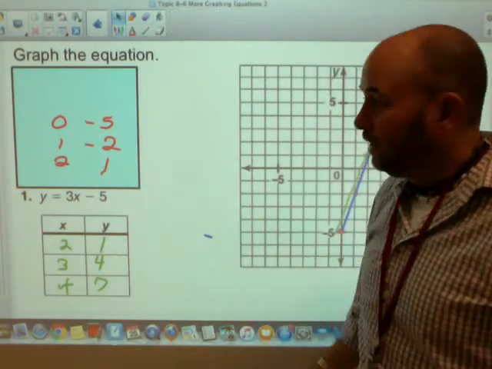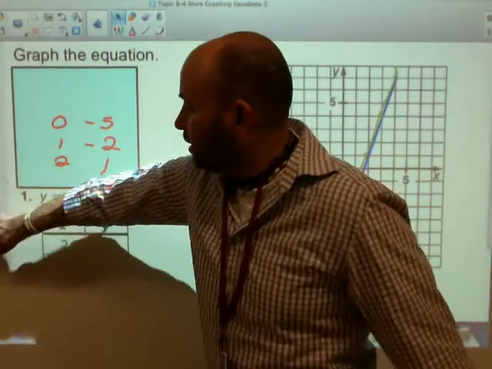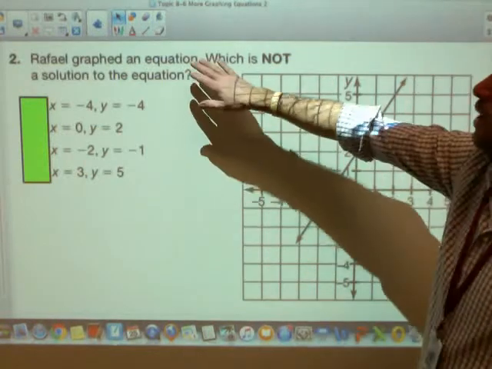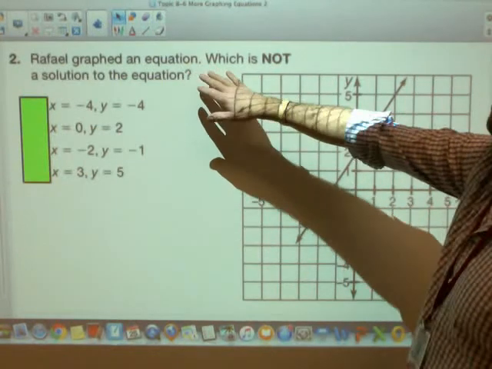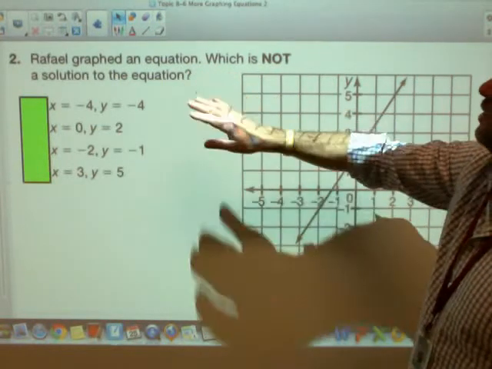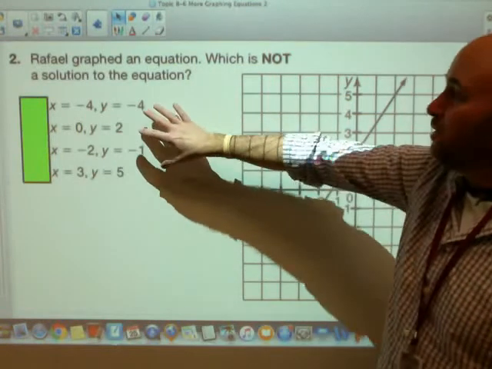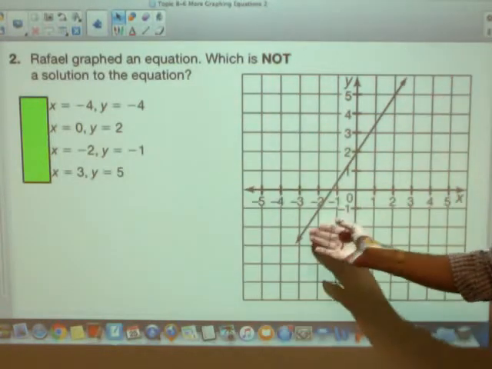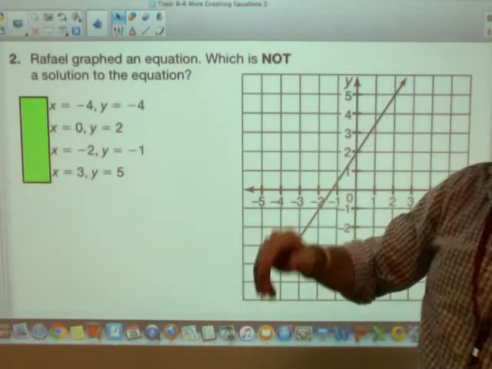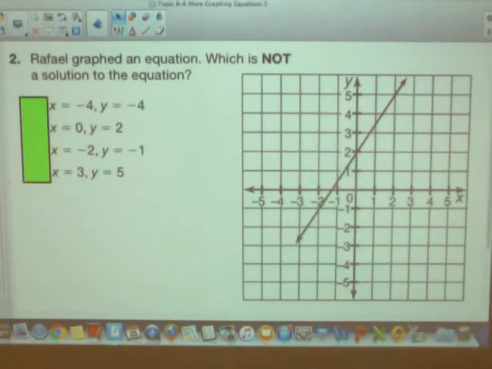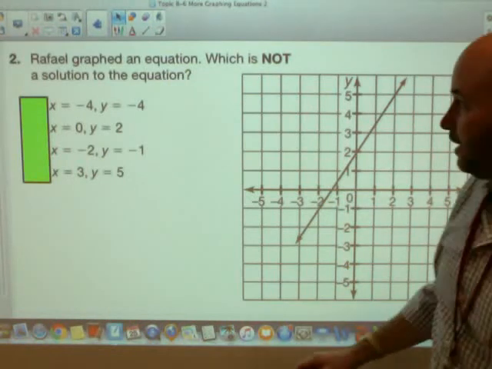Okay? Alrighty. So let's take a look at this one. Raphael graphed an equation, which is not a solution to the equation. Okay, so in this case, see which of these would not work on this line. Go ahead and pause the video and see if you can come up with an answer there. All right, here we go.